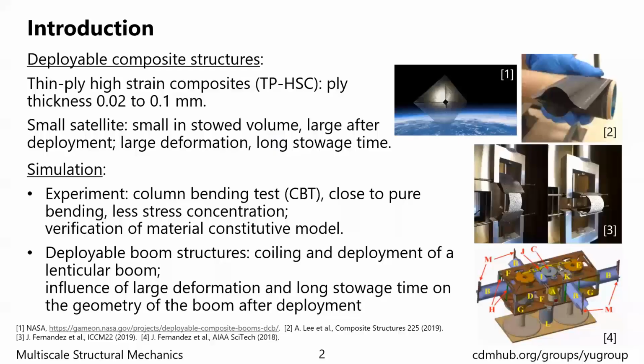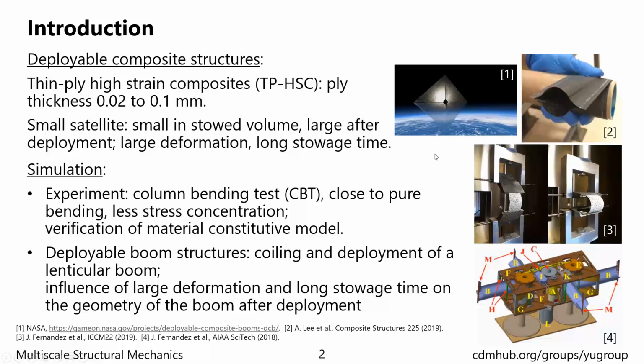The deployable composite structures considered in this study use thin-ply high-strength composite, or TP-HSC. The ply thickness of this composite is much smaller than conventional composite, and their laminates only have a few plies. These deployable structures are widely used on small satellites, as they can be packed into a small volume during storage and deployed into a large shape.